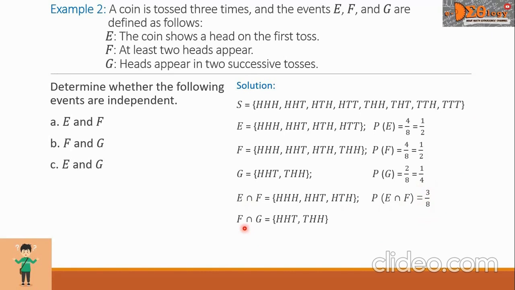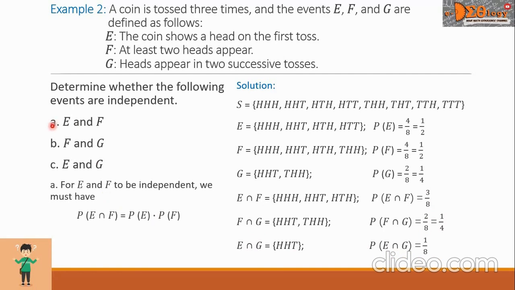Next is the intersection F intersect G. We have 2 elements here. So the probability of F intersect G equals 2 over 8. And 2 over 8 is simplified into 1 over 4. And then the E intersect G, there is only one element, and that is the HHT. And the probability of E intersect G equals 1 over 8.